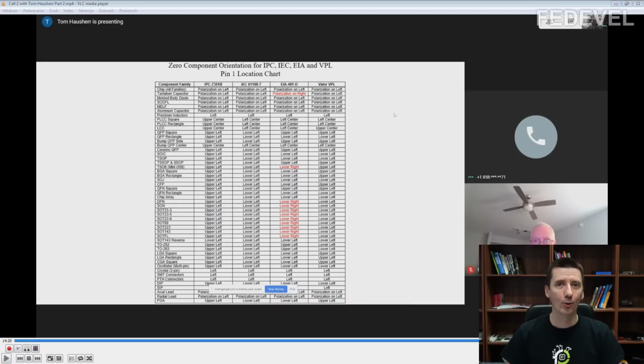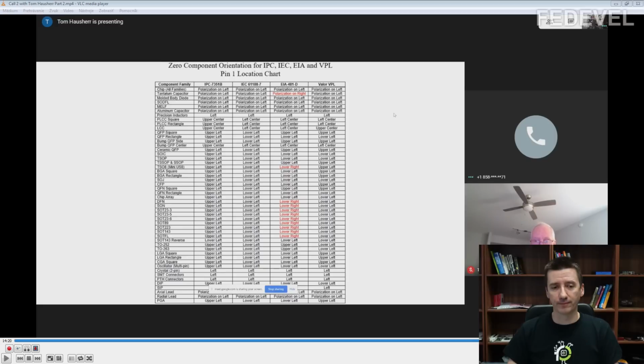So what does this table mean for us? It means that, for example, if you decide to follow this kind of standard, when you create a footprint for, I don't know, a BGA, then you may want to place pin 1 into the upper left corner. But if you decide that when you are creating libraries you are following this standard, then you may want to place BGA pin 1 into the lower left corner.